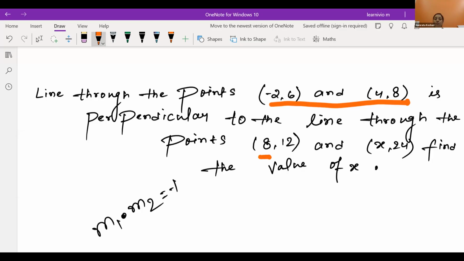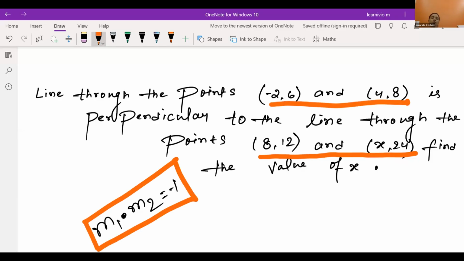The line through the point is perpendicular to another line. For the first two coordinates, you will find the slope and call it m1. For the next 2 points, you will find the slope and call it m2. Then you can use the formula, because the product of perpendicular lines' slopes needs to be -1. We know that there is a rule, and then maybe we will be able to find the value of x.